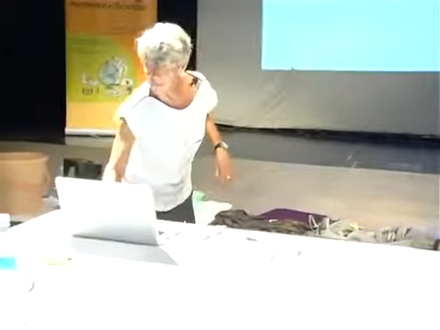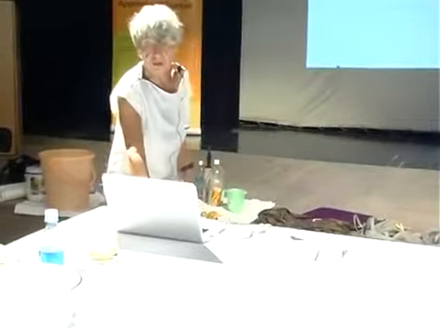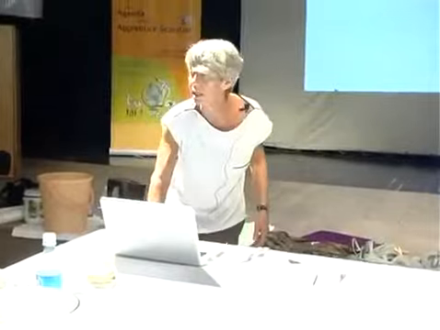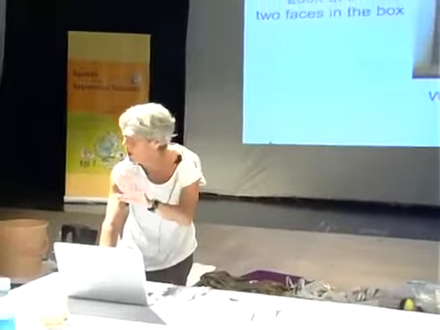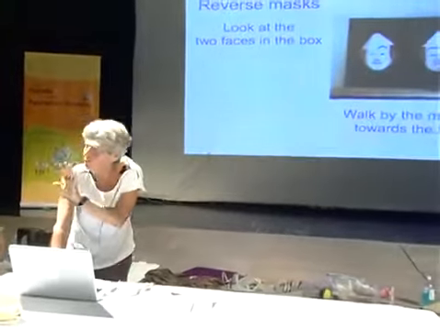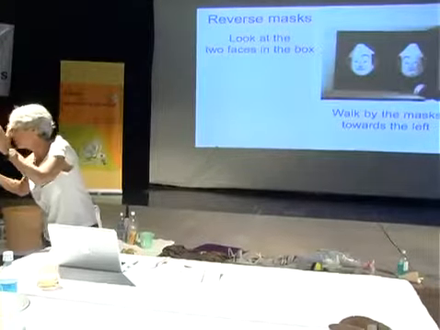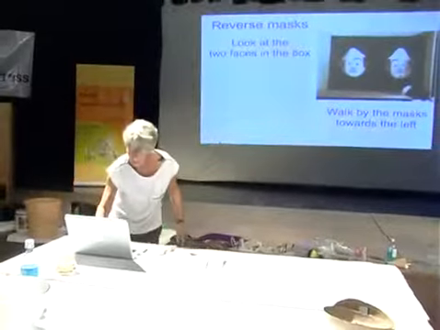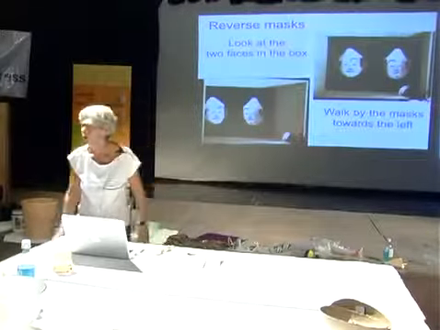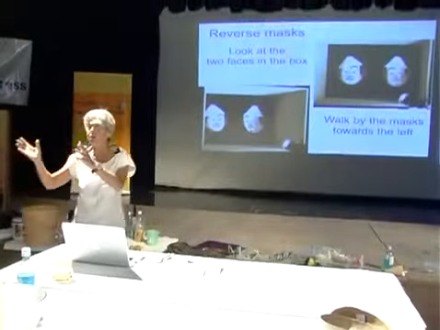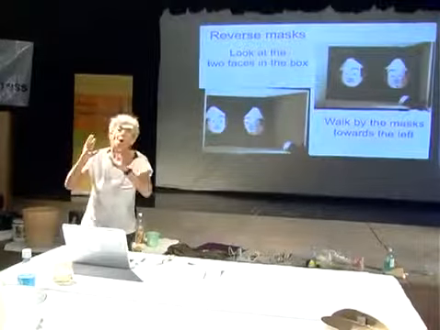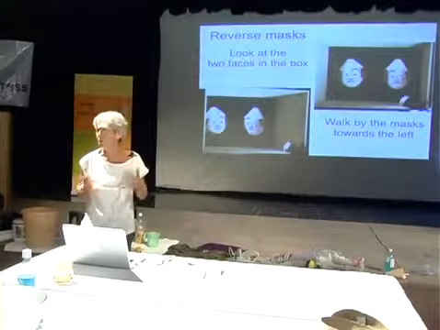Okay, let me try and explain. I was really puzzled by that. When you look at the two faces in the box straight, they look identical. If you walk by it, or if the face walks by you, which amounts to the same thing, you have the feeling that one of the masks turned its face to be always looking at you. Why is that?